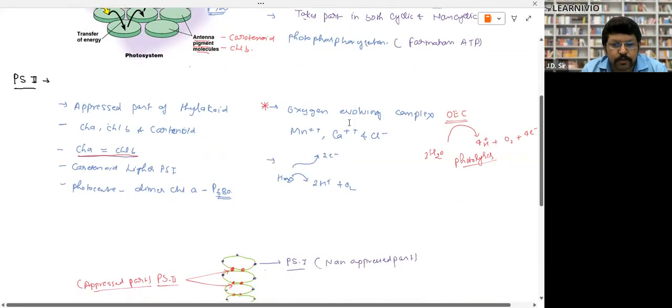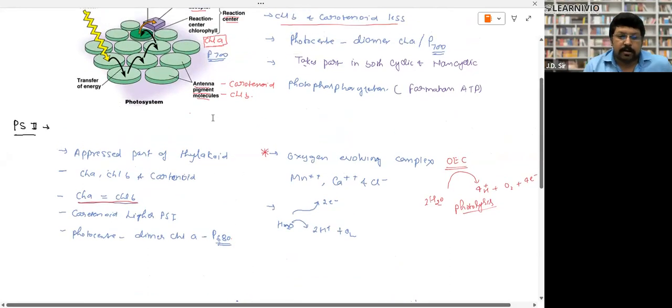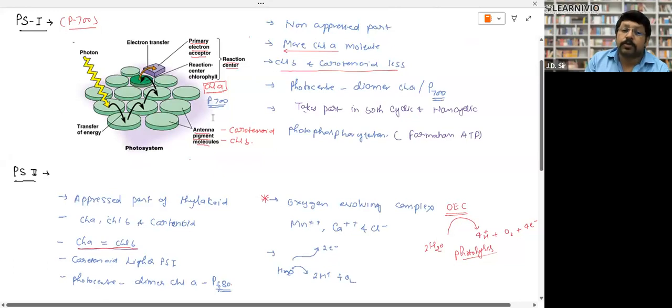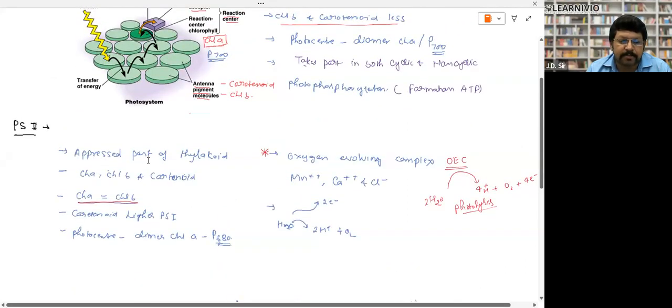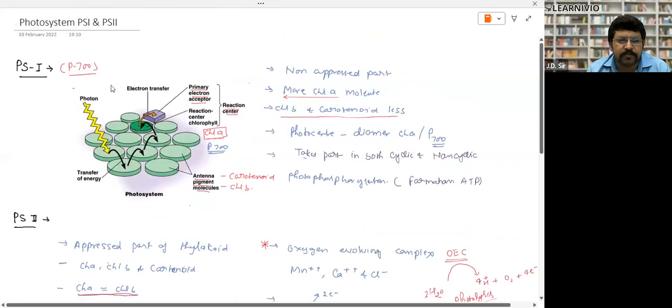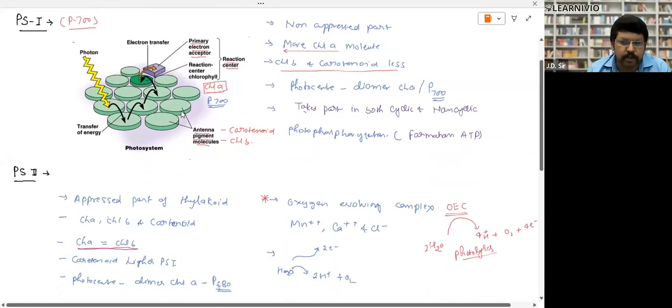Then come to the photosystem second. Photosystem first and second are 2-marker questions, and if they have not yet been covered in your school examination, this is very important. They will definitely ask you to explain what PS1 or PS2 is, right? Then come to PS2. PS2 is found in the appressed part. They have the same structure. If they ask you, the diagram will be the same for PS1 as well as PS2, right?